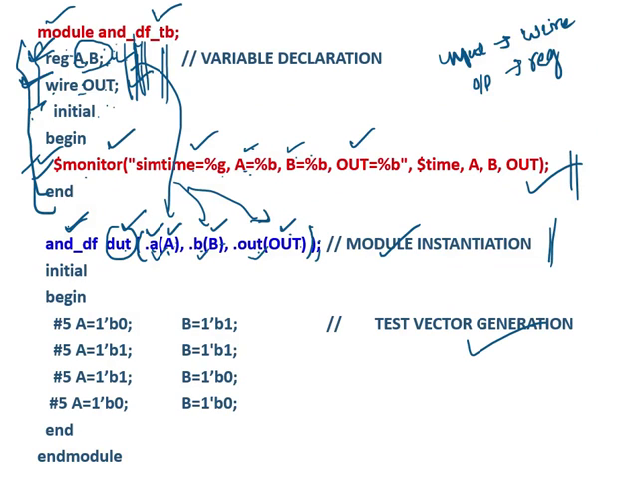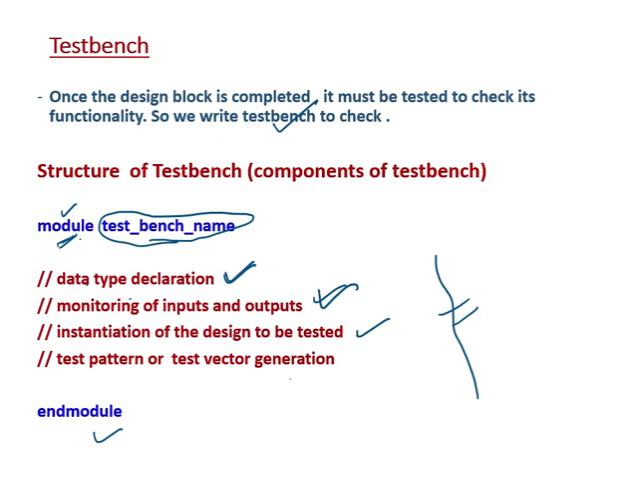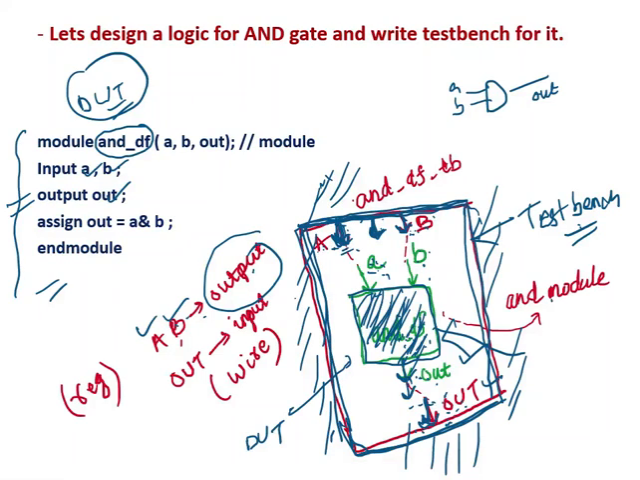So these are test vector, these are set of inputs, because here inputs are A and B. So at initial, begin, end, after 5 nanosecond we are giving A equal to 0, B equal to 1. Then after 5 nanosecond A equal to 1, B equal to 1. So these are the inputs, okay. This way it works. You just remember these things. What are the components for a test bench? Data type declaration, monitoring of inputs and outputs, then instantiation of your design to be tested, then test pattern or test vector, okay.